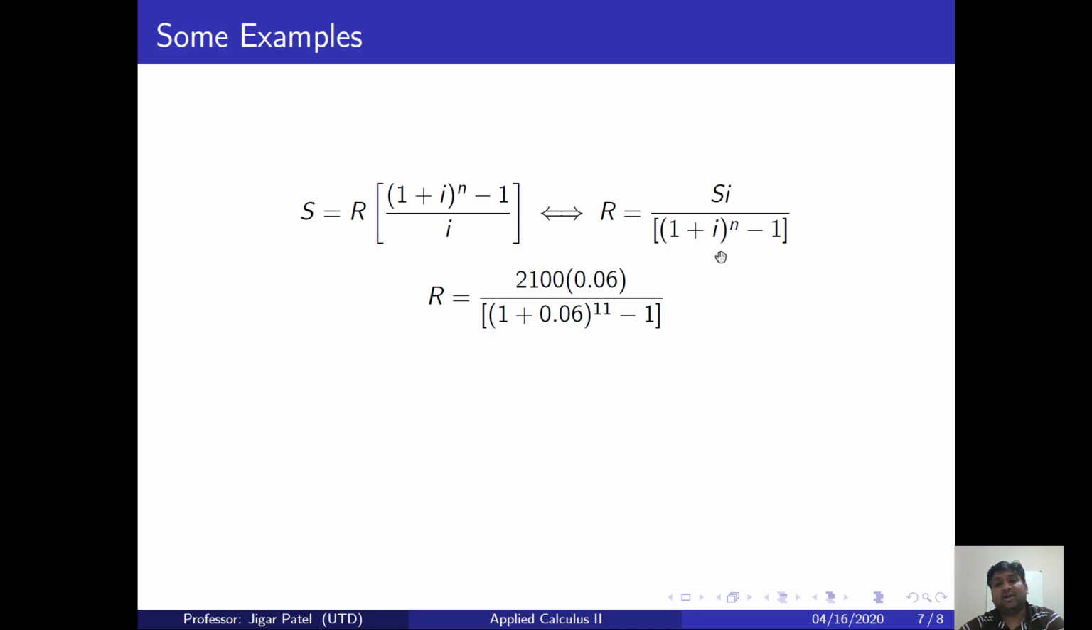Okay, throw the values in. 21,000 times 0.06 divided by (1 plus 0.06) to the 11 minus 1. Calculate the 11th power of 1.06, subtract 1 from it, and then divide 21,000 times 0.06 by that number. You will get the following number, $1,402.65. So if the person is making a periodic payment of $1,402.65 every year, then at the end of the 11th year, the total annuity will be $21,000.